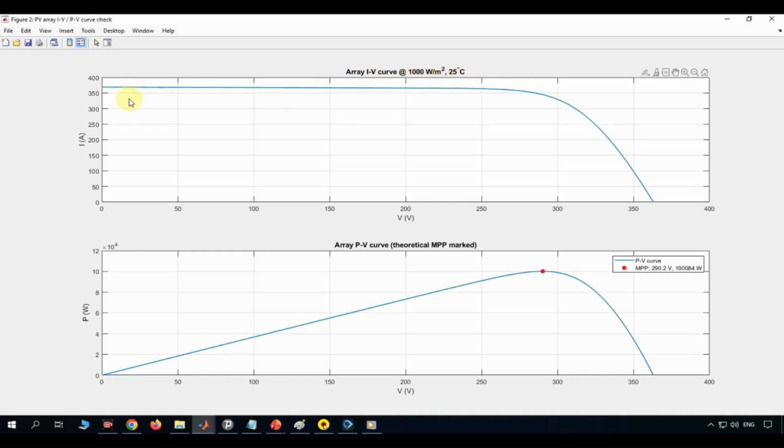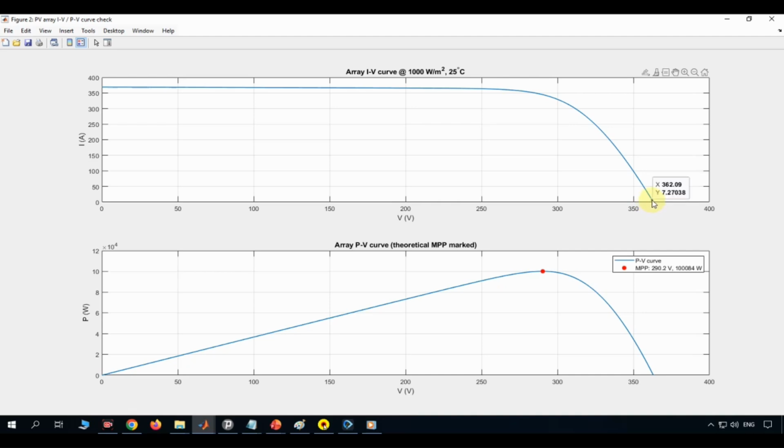The IV curve shows the classic shape. Current stays nearly flat, approximately 375 amperes, for low to mid voltages, then knees over and drops sharply near open circuit voltage, approximately 360 volts.